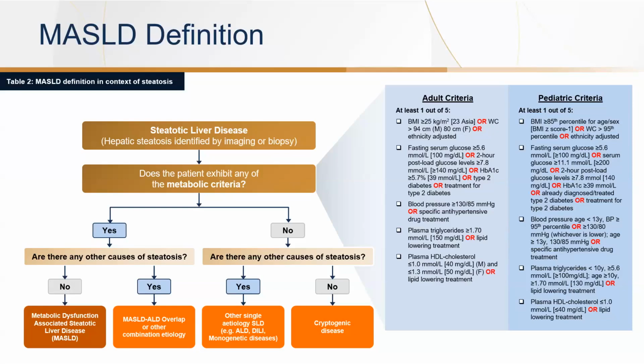So other than just testing for your metabolic issues, you want to look for things that could cause elevations in your transaminases or your liver function. So you want to check for autoimmune issues. You want to check for viral issues. You want to check for hereditary issues such as hemochromatosis, alpha-1.